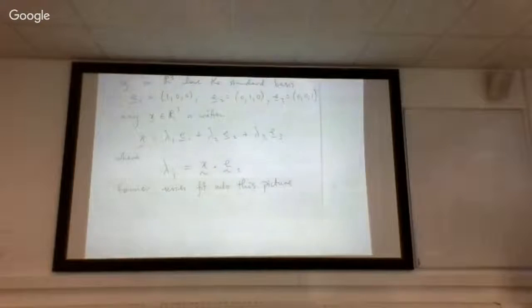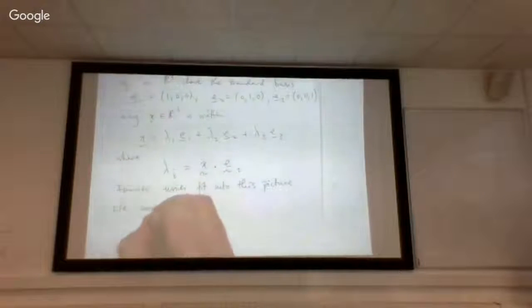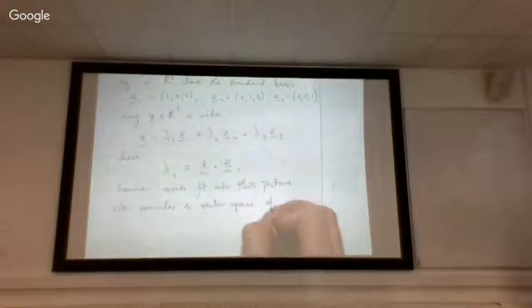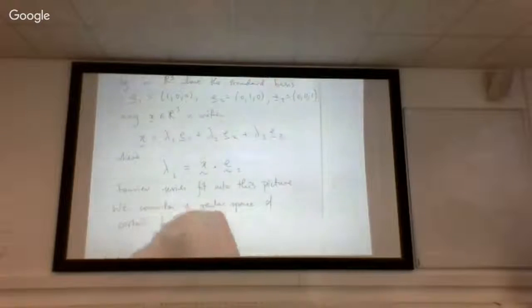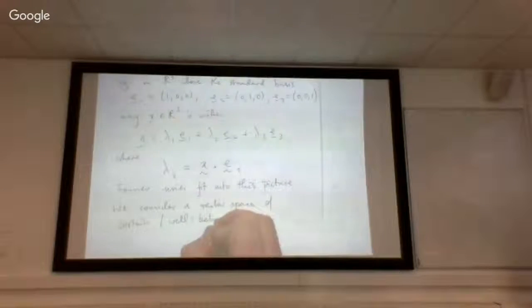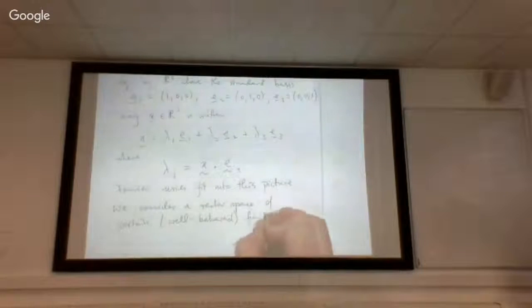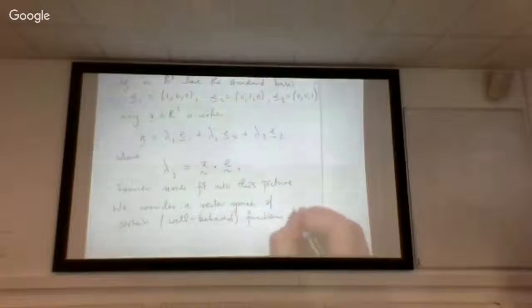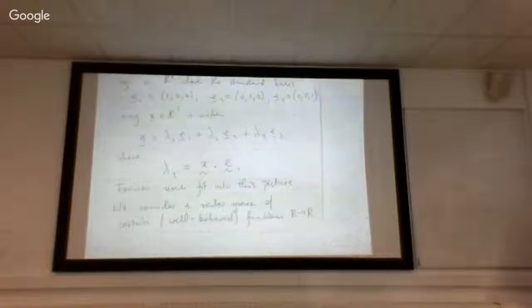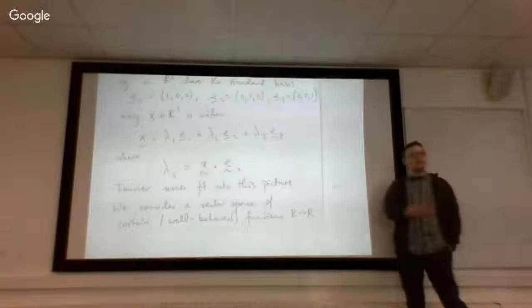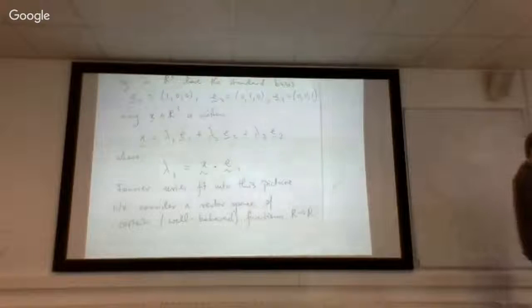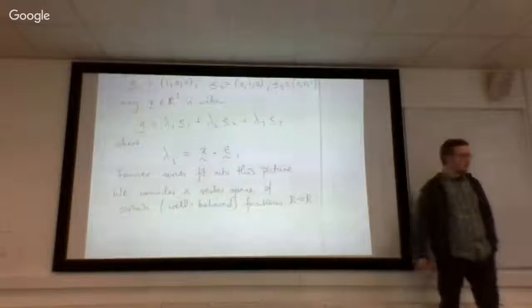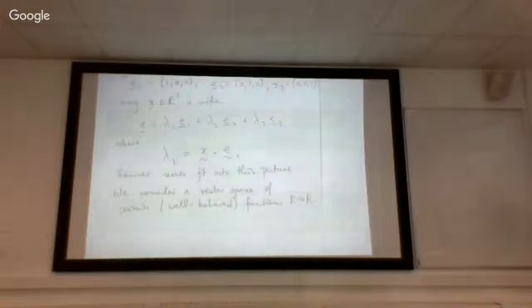So we consider a vector space of certain, and for certain, this will mean well-behaved in a sense, certain well-behaved functions from the real numbers to the real numbers. Now we'll see shortly what conditions we want for this well-behaved. But certain nice functions, they'll have to be periodic.